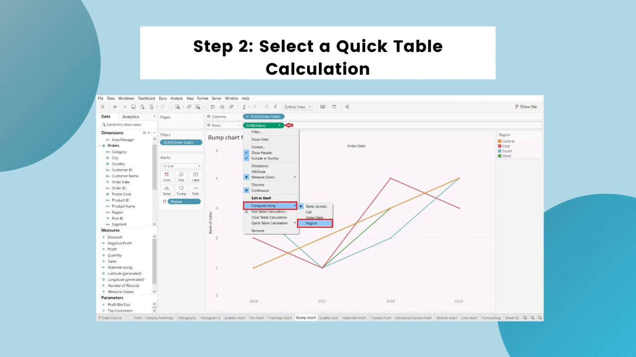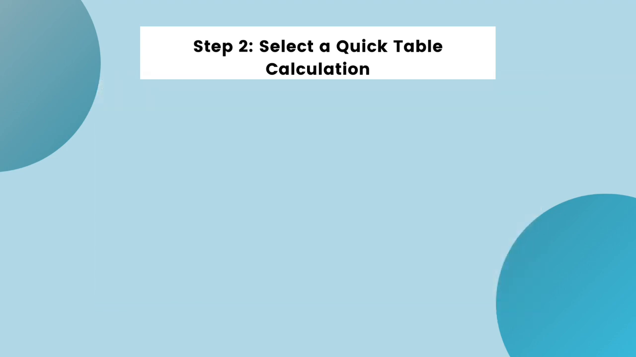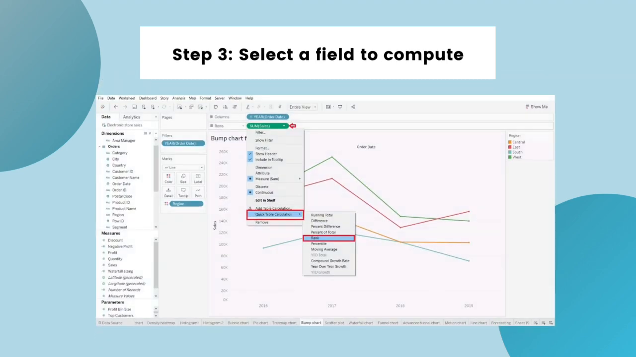In the second step, right click on the sums field to access options for it. From the drop down list, we select the quick table calculations option and select rank. Next, we right click on the sums field to access options for it. From the drop down list, we select the option compute using and then select region as our criteria for computing. This will arrange lines of a line chart according to the ranks of their data points.